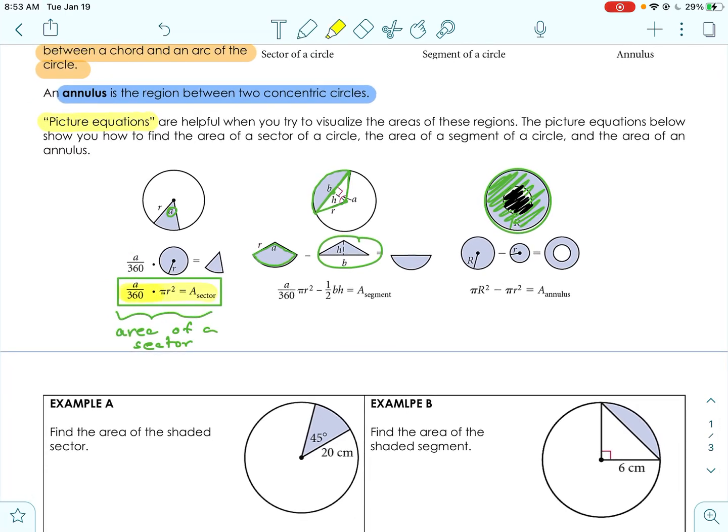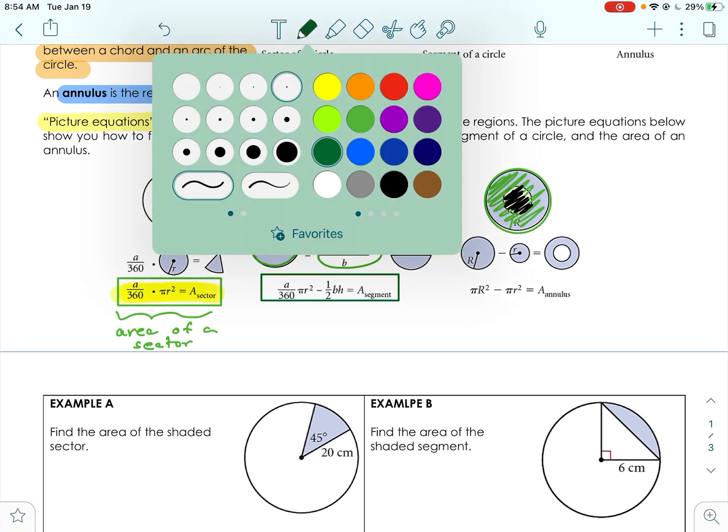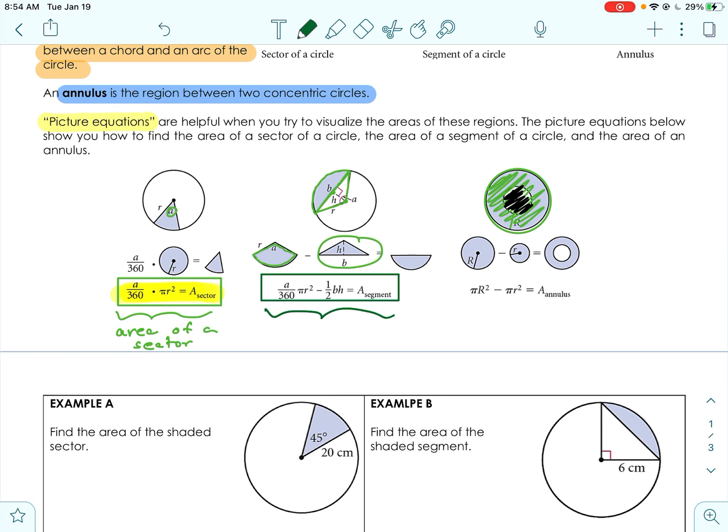Okay, so again, area of a sector, make sure you have that in your toolbox. You want to remember that. To find the area of the segment, you just subtract the area of that triangle from the area of the sector that exists, so area of segment. And then to find the area of the annulus, essentially what you're doing is you're finding the area of two circles and you're subtracting the small circle from the big circle. So that's the area of the annulus. And again, it's important that you remember those. Okay, so let's do a few examples.